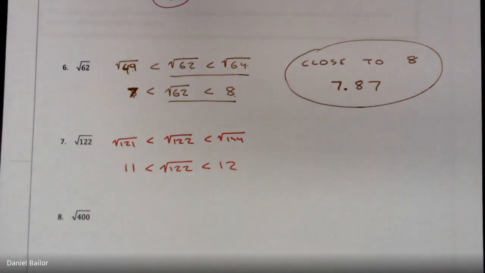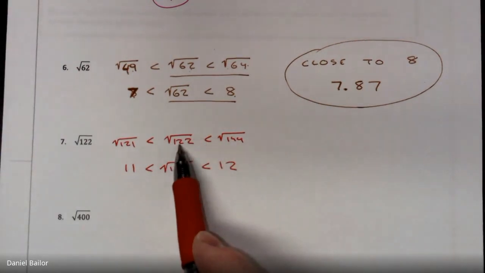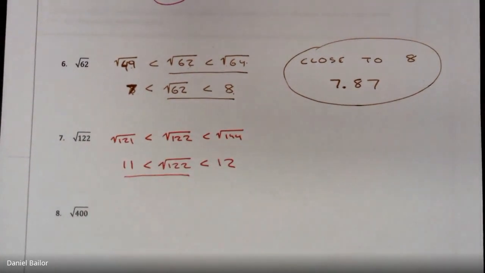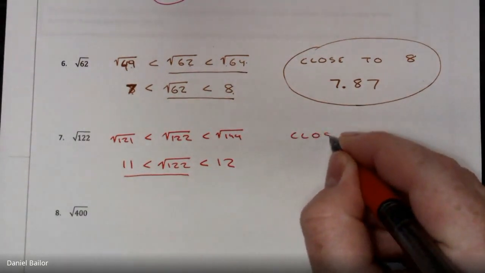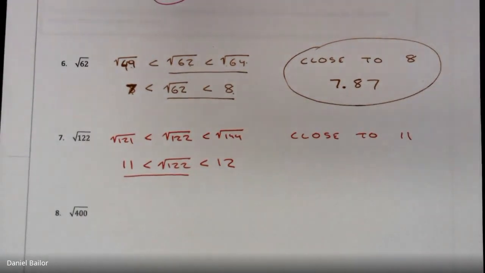But what's it going to be close to? Well, look at this. 122 is very close to 121. So that's the closer one. That's what it's closer to. So I'm going to say the answer is close to 11. Now, how close? Let's try.